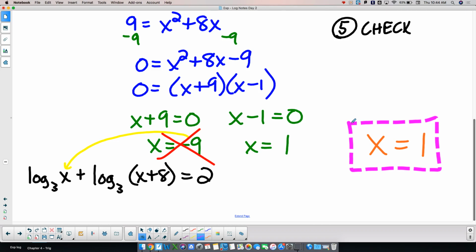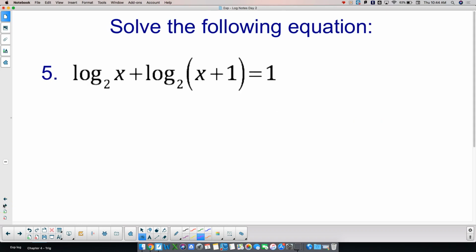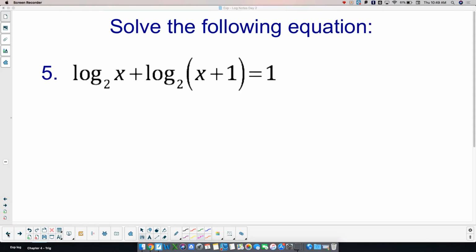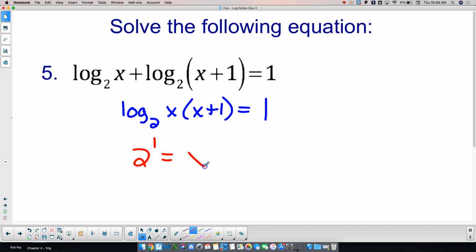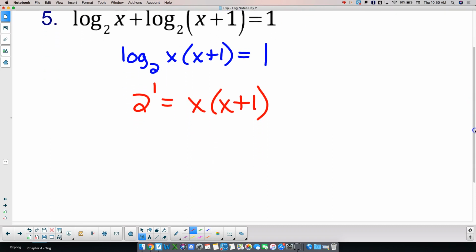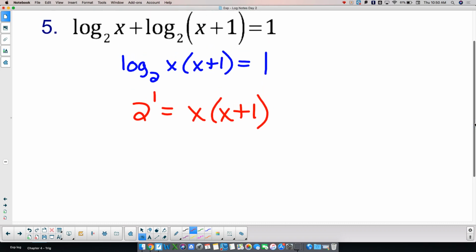All right? What I would like you to do now is try that one. Step 1, get all the logs on one side. Done. Step 2, condense the logs down to 1. Log base 2 of x times x plus 1 equals 1. Step 3, switch forms. 2 to the first power equals x times the quantity x plus 1. Step 4 is solve that bad boy.